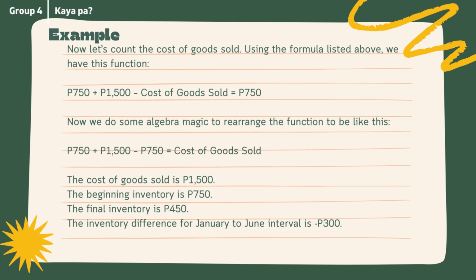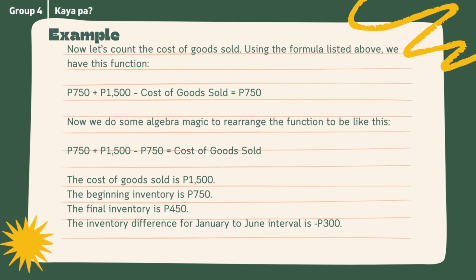The beginning inventory is 750 pesos. We get that from our first calculation, the 750 pesos plus 1,500 pesos. And the final inventory is in June.